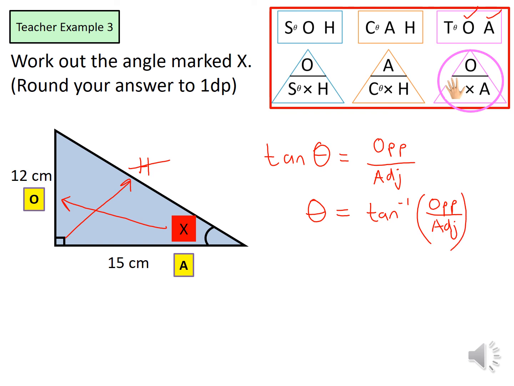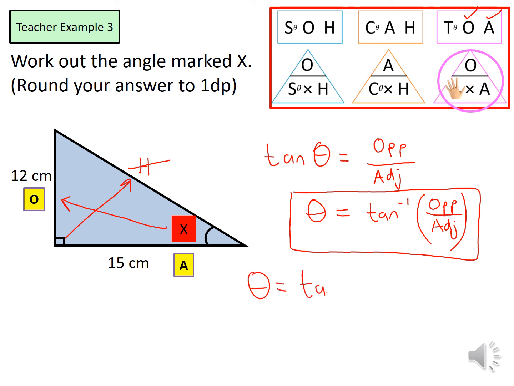Alright, so now we can use this formula and substitute our values into it. Angle equals inverse tan. Our opposite side is 12. Our adjacent side is 15. So what our angle is therefore 38.7 degrees to 1 decimal place.